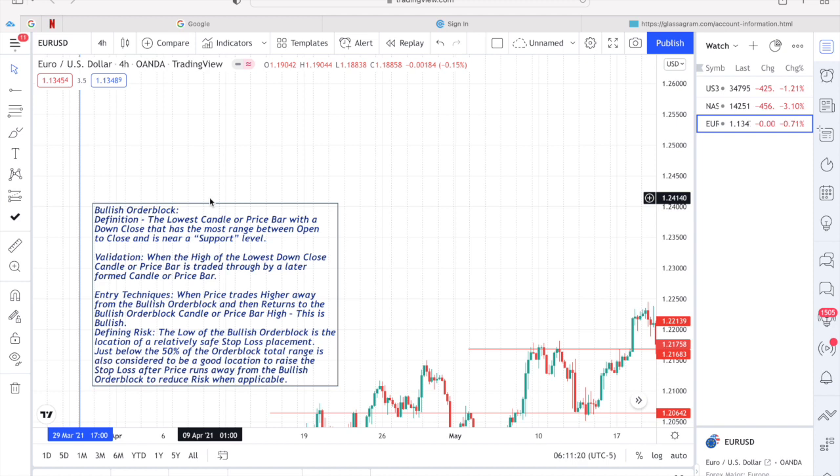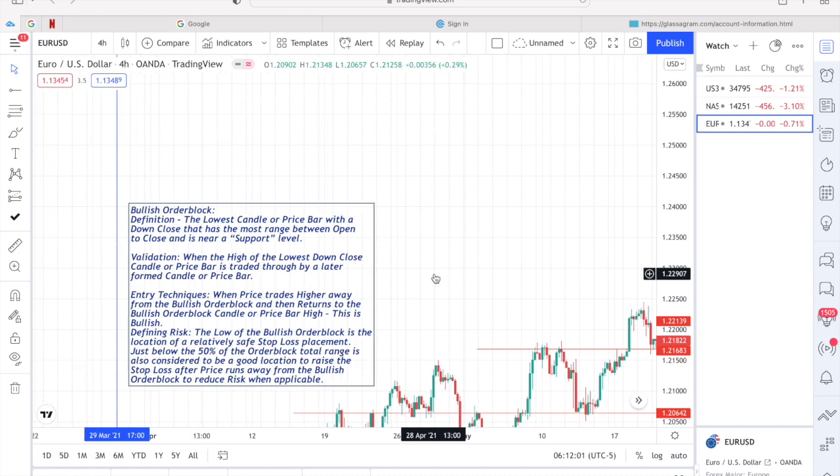So here, the lowest candle or price bar with a down close, that has the most range between open and close, and is near a support level. How do you validate this? When the price high of the lowest down close candle is traded through by a later formed candle or price bar, and price trades higher away from the bullish order block and then returns to the bullish order block candle or price bar high, this is a bullish order block, and that's where you can enter your market.